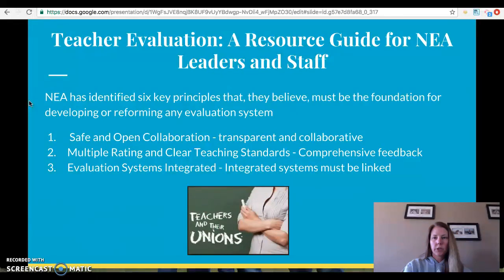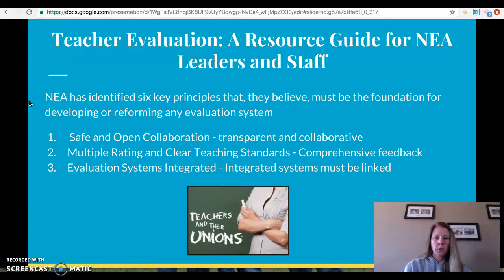Teacher Evaluation: A Resource Guide for NEA Leaders and Staff. NEA has identified six key principles that they believe must be the foundation for developing or reforming any evaluation system. The first one is to have safe and open collaboration. It needs to be transparent and collaborative among not just the principal and the teacher, but among all the teachers.